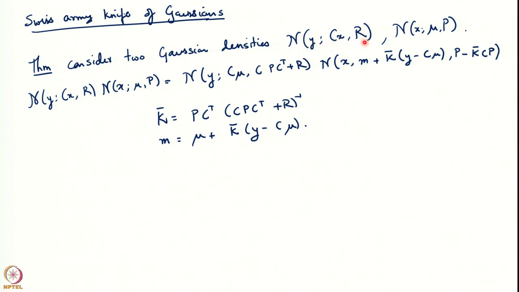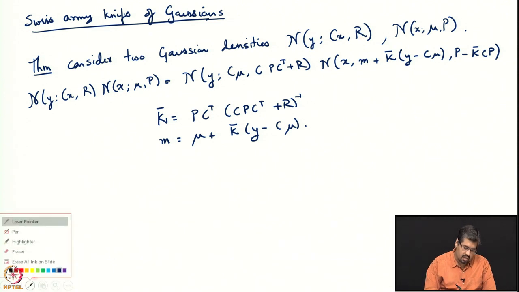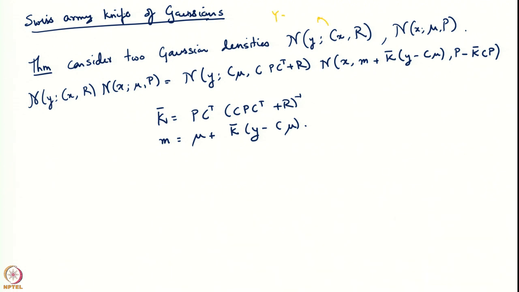So in other words, this density here is actually a conditional density of y given x. You are fixing an x out here, and then you are computing the density of y, and it turns out to be in the form with mean Cx and covariance R. So this is really capturing a model of the form y equals Cx plus noise. Something of that sort is being captured.